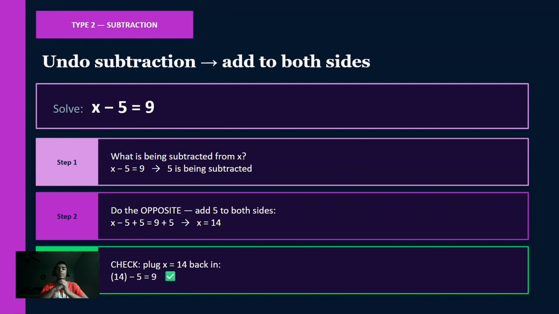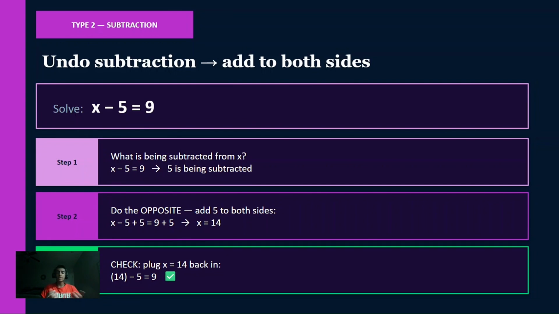So step 1. What is being subtracted from x? The number that is being subtracted from x is 5. Now step 2. We're going to do the opposite to both sides. We're going to add 5 to both sides. So x minus 5 plus 5 equals 9 plus 5. The minus 5 and plus 5 cancel, leaving x. And 9 plus 5 is 14, so x equals 14.